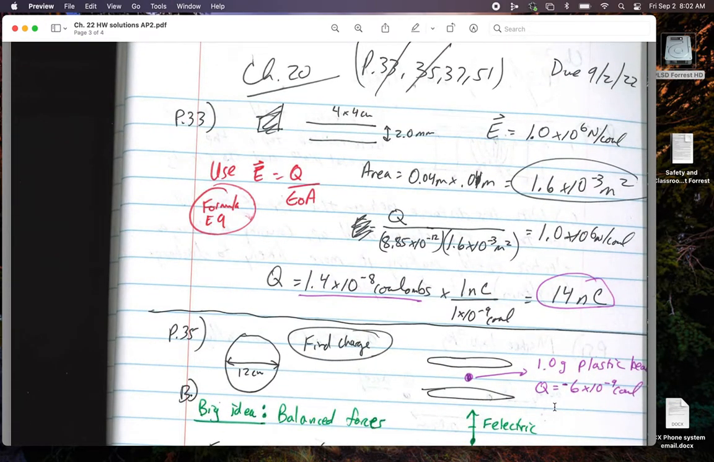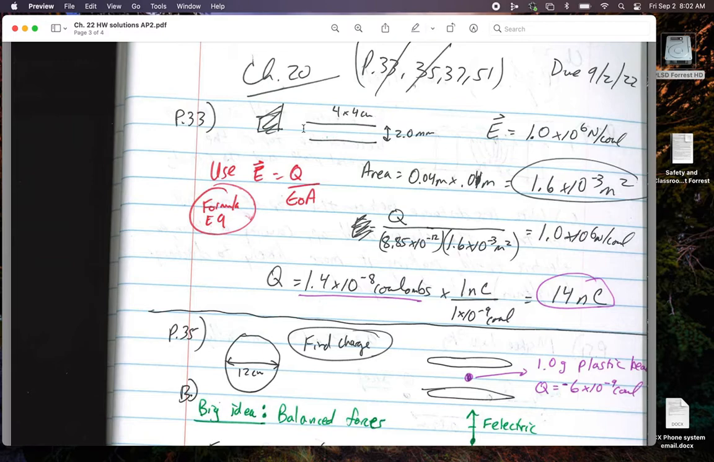For problem 33, it says a parallel plate capacitor is formed from two 4x4 centimeter electrodes spaced 2 millimeters apart. I talked about this formula the other day. The electric field is epsilon sub 0 times charge divided by area, and it's the area of any one of the plates. This is formula E9 on our formula sheet.